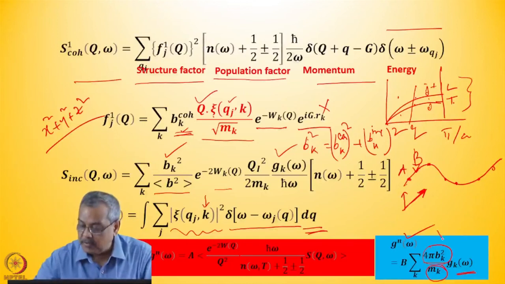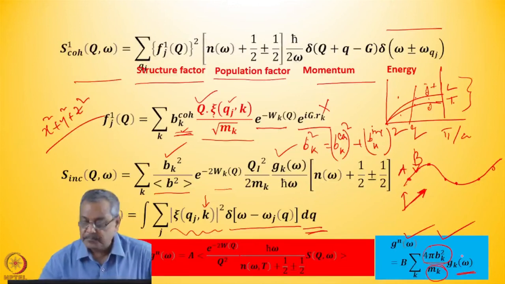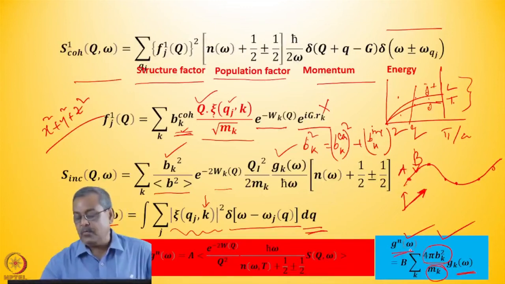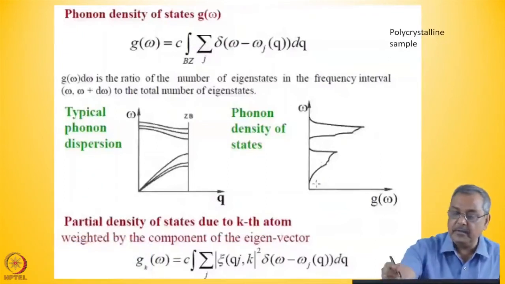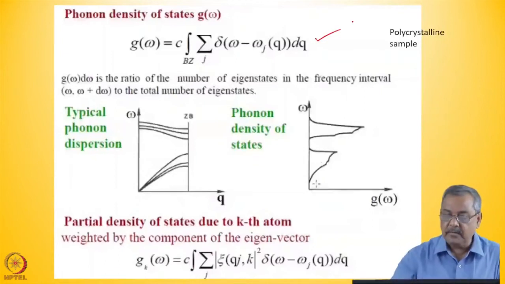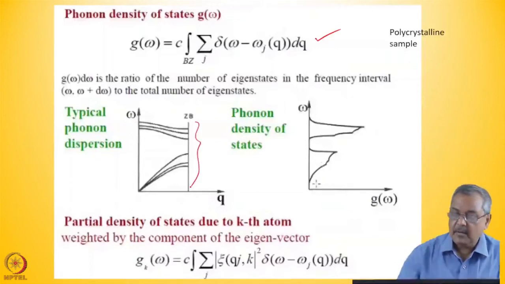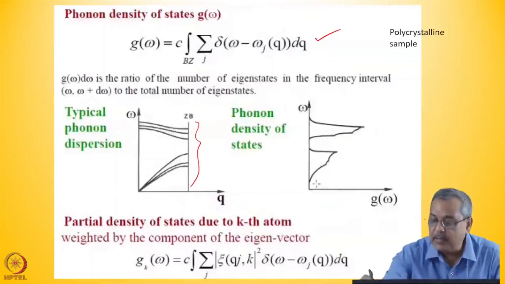But I like to show you this because here it is very evident that you get Gk omega. What I will get is the sum of Gk omega in my experiment, or rather I will get G omega in my experiment. So phonon density of states, I mentioned to you in the polycrystalline sample, I'll use this. But what we measure experimentally, you can see dispersion relation is like this. But when you talk about phonon density of states, there is no Q dependence, because as I told you, I have done measurements at many Q values.